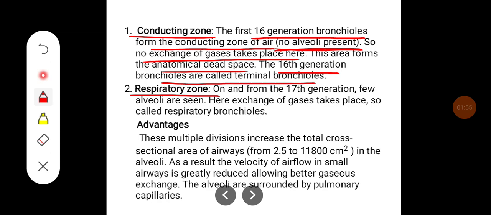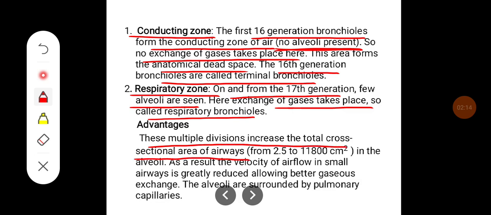Respiratory zone. From the 17th generation onwards, a few alveoli are seen. Here exchange of gases takes place, so these are called respiratory bronchioles. Some of the advantages of this division: these multiple divisions increase the total cross-sectional area of the airways from 2.2 to 11,800 centimeters square in the alveoli. As a result, the velocity of airflow in small airways is greatly reduced, allowing better gaseous exchange. The alveoli are surrounded by pulmonary capillaries.